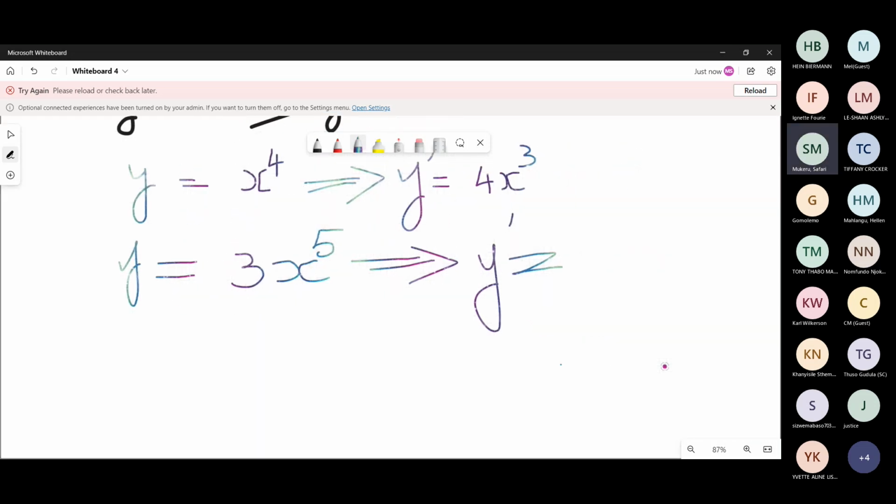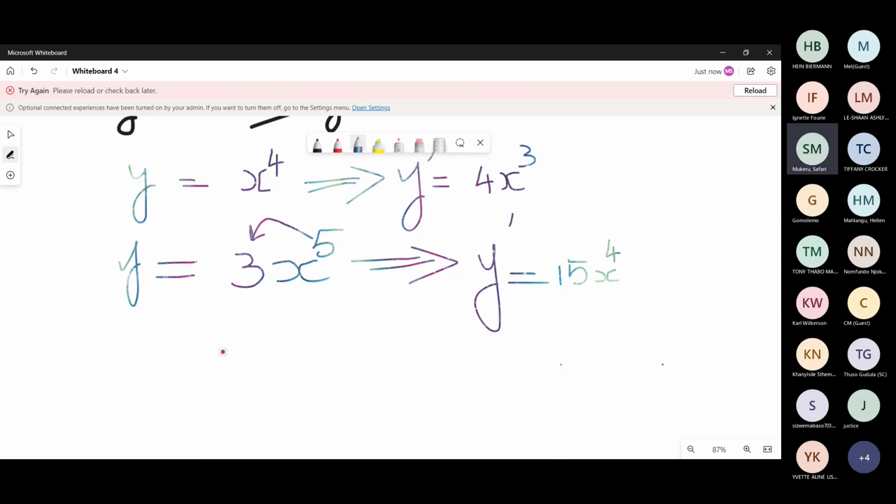This has been great. All right, how do you find that derivative, please? 3x to the power 5. This 3 is a constant, right? You simply take 5 comes down, and you multiply by 3. It becomes 15, and you keep x to the power 5 minus 1, which is 4, right?